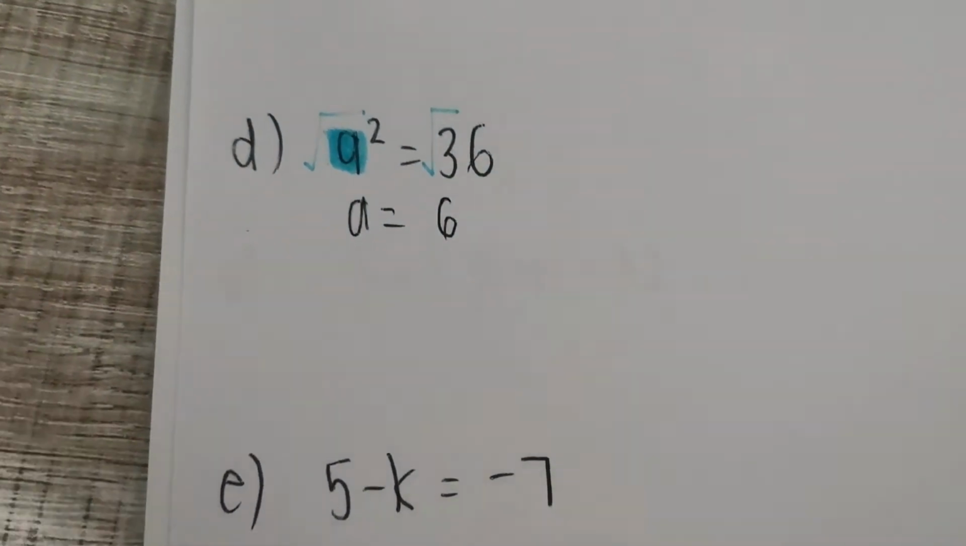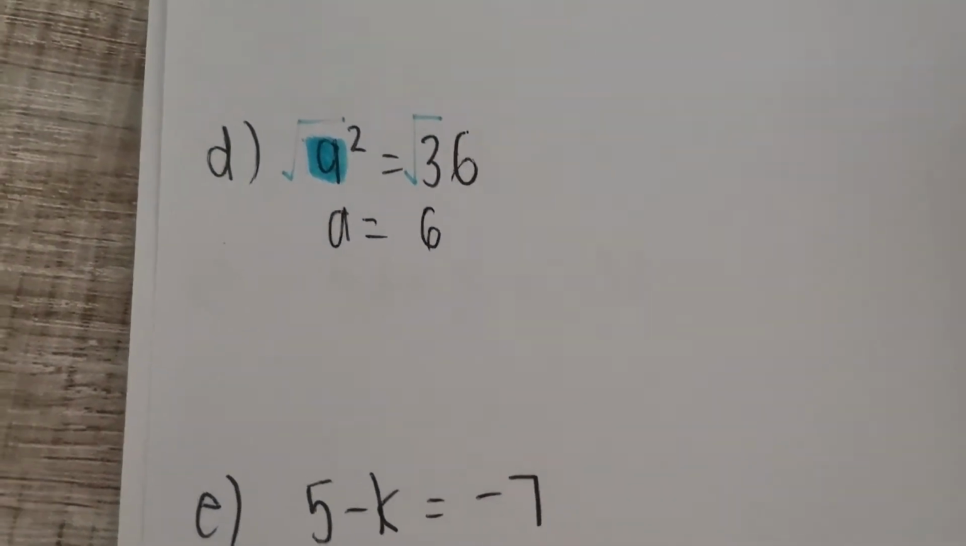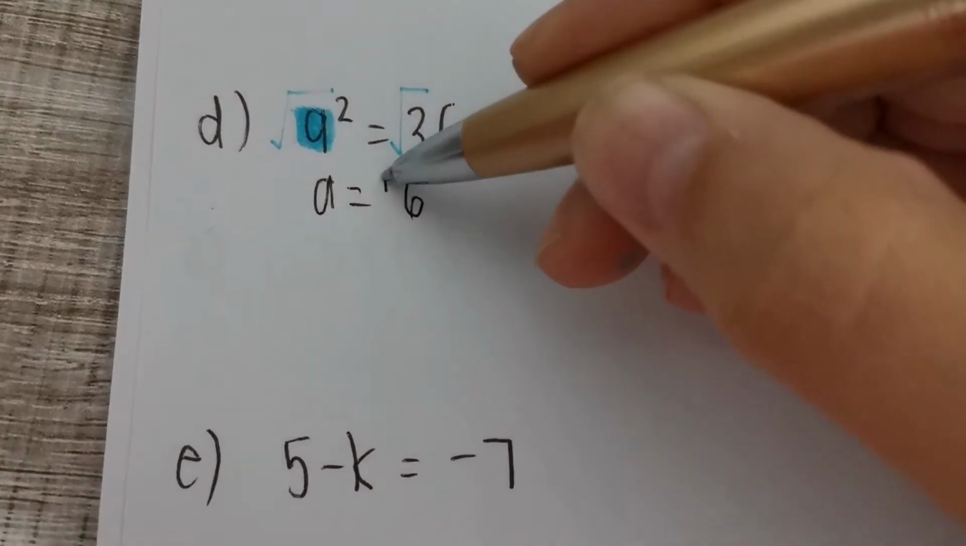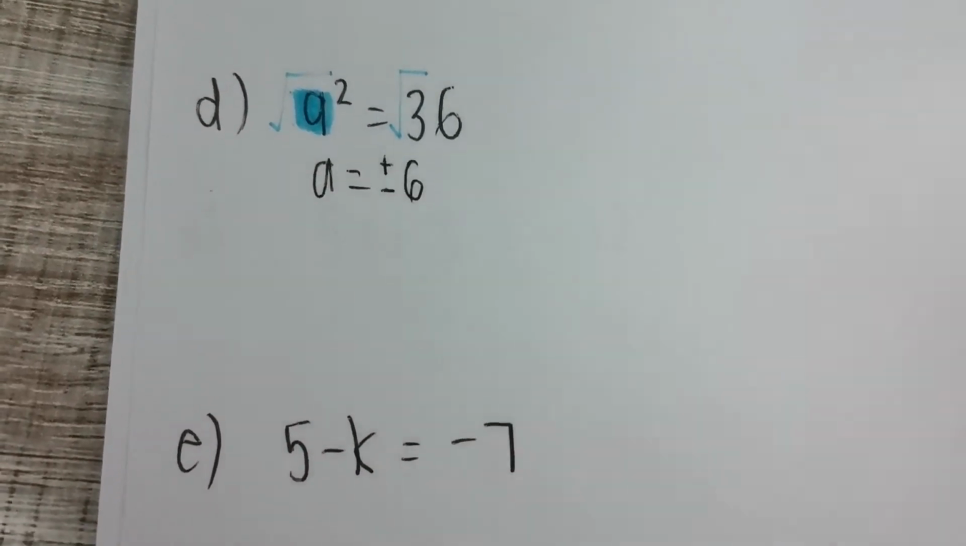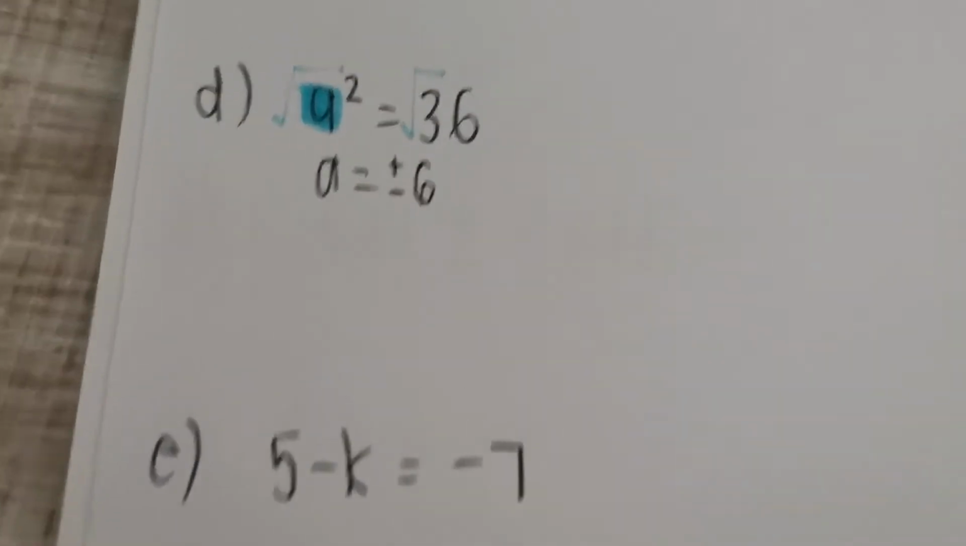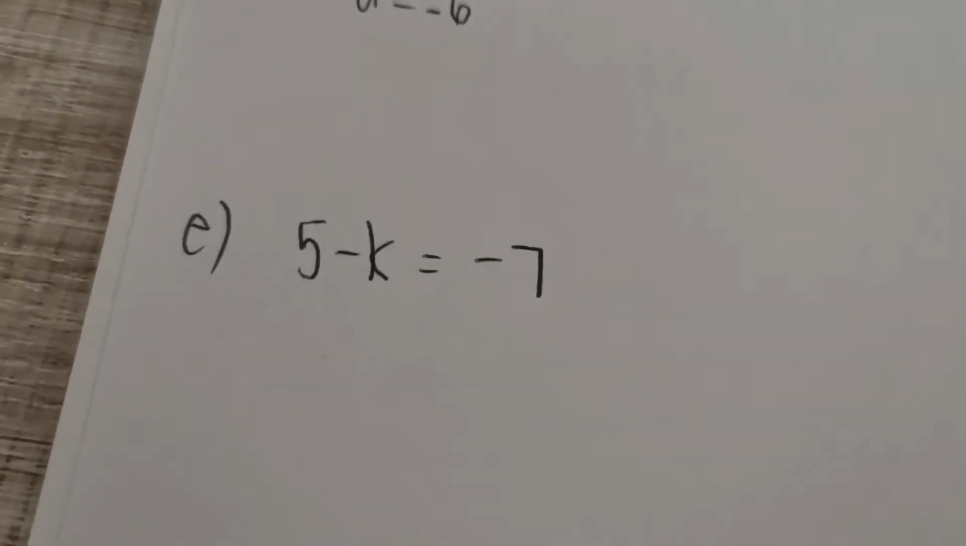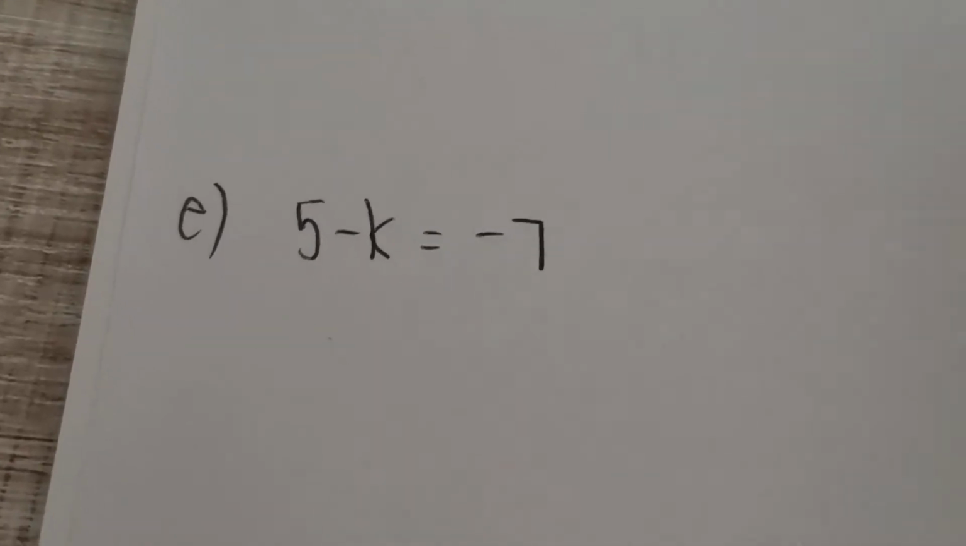It's 6. I want you guys to always remember, and I mentioned this in class, when we square root something, please don't forget there's a positive solution and a negative. I want you to write that, okay? Very important. All right, let's continue.